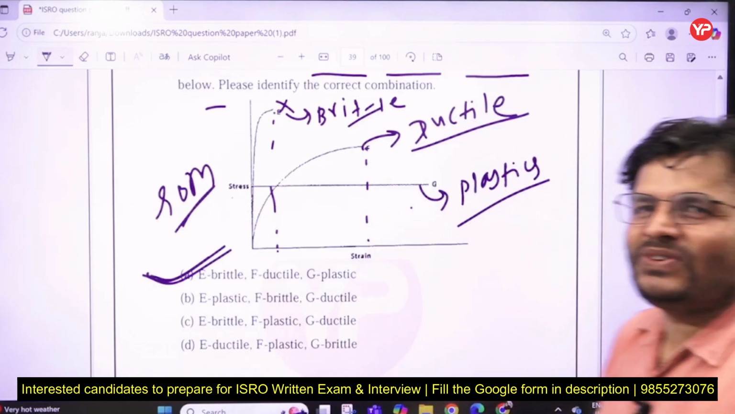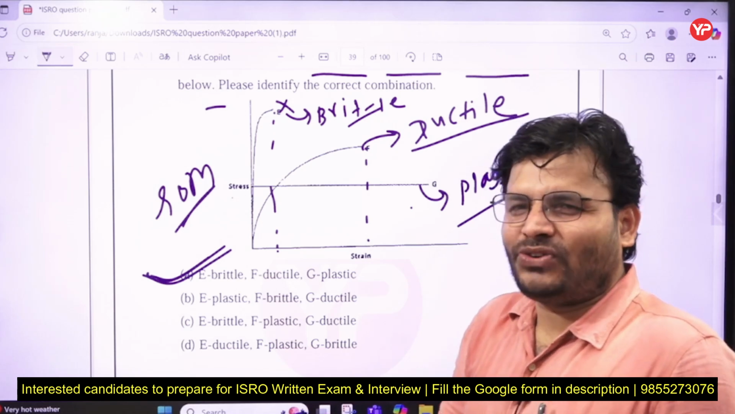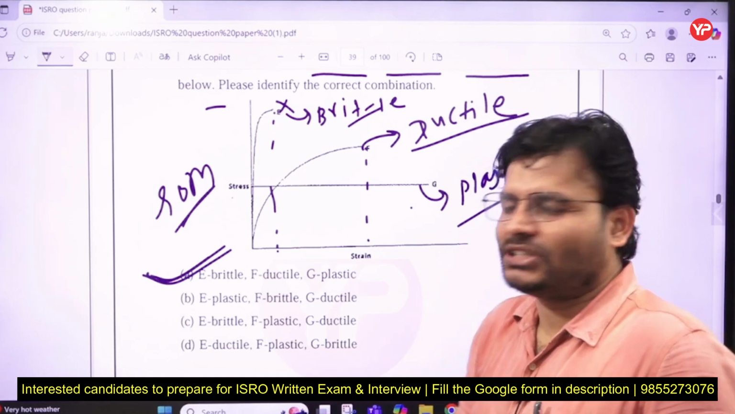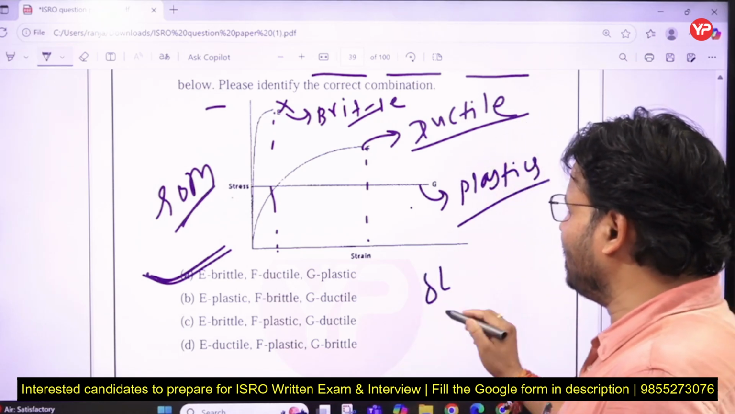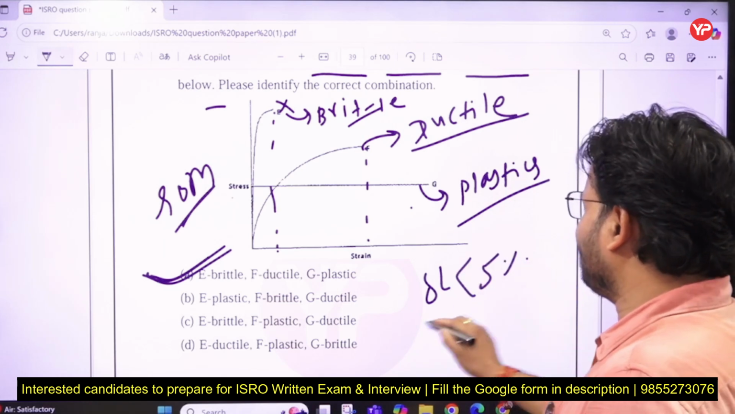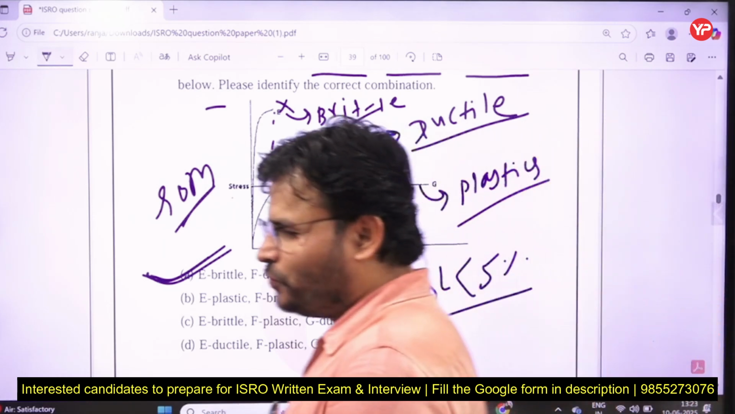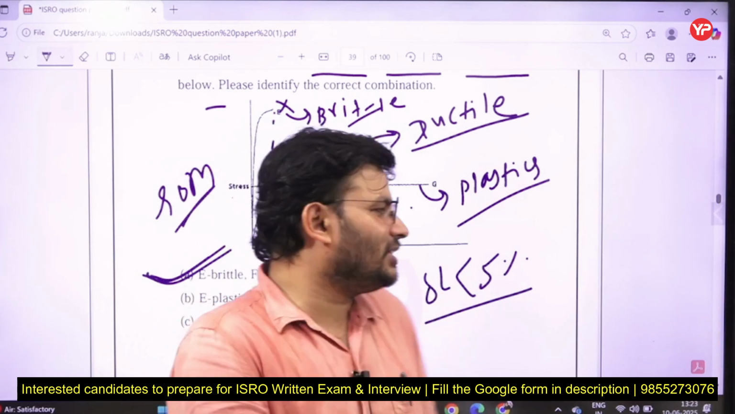And one more thing, my dear friends, if you talk about brittle, the deformation is very small. So how much deformation? If the change in dimension or change in length is less than 5%, and the body is going to fail before that, then this is called brittle.